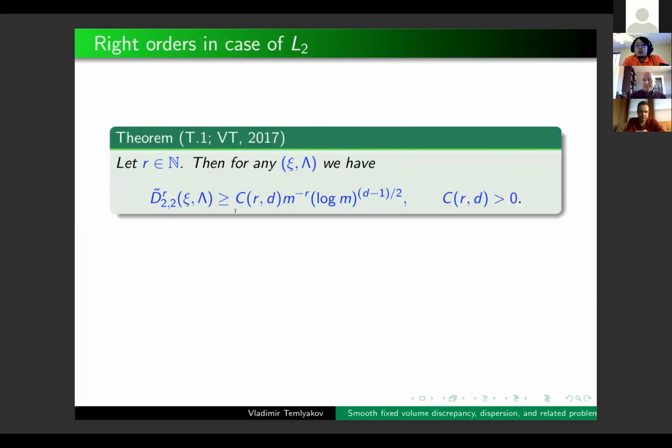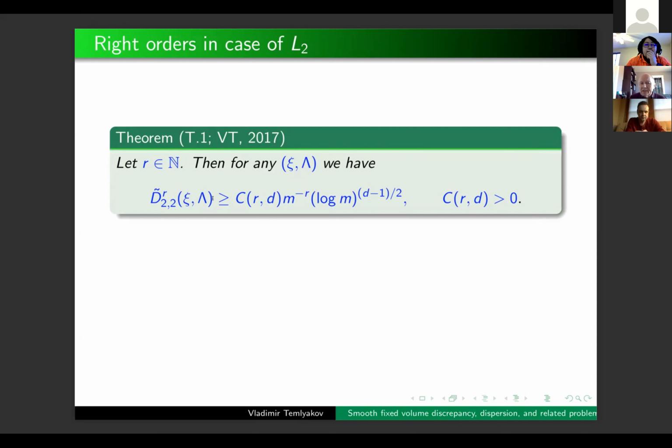Some results. These are not very new results, but anyway, comparatively recent. It turns out that in L2, when everything is in L2, that means p1 and p2 both are equal to 2, then we know the answer. It will be a little bit more general. So we know the order. There are two results. One is the lower bound, and this lower bound holds for any natural r.